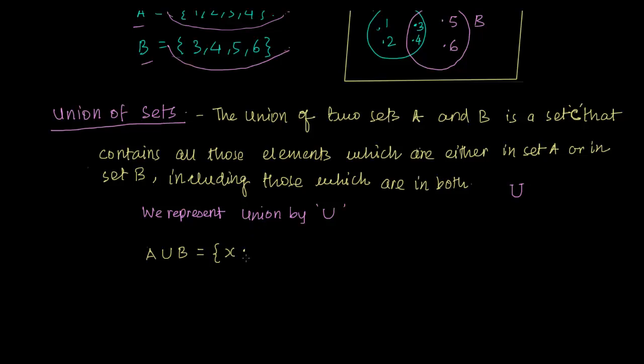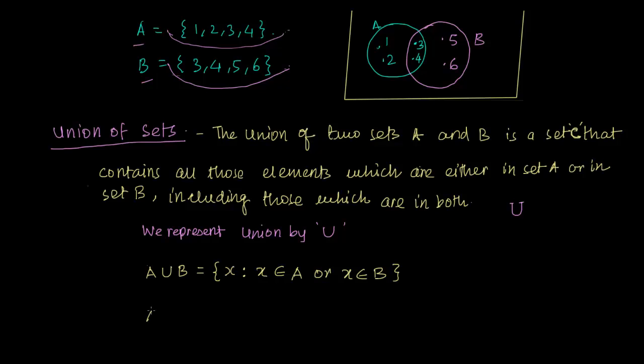Is the set of all X such that X belongs to the set A, or X belongs to the set B, right? This or that, okay? So it means that it may belong to both, okay? But we know that we write it only once, fine? So in the examples that we have above, with which we started, we will say that A union B is a set in itself, and that is represented by 1, 2, 3, 4, 5, and 6.